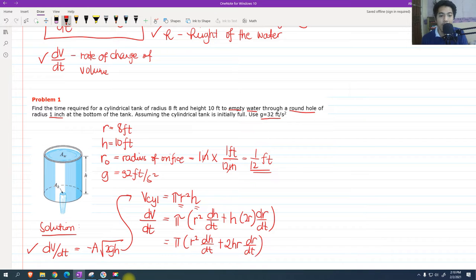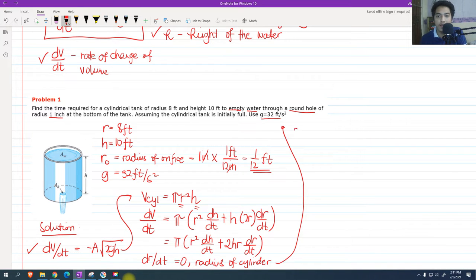But take note, class, that the radius of the cylinder does not change. It's constant all throughout the process. Again, dr over dt is 0 because the radius of the cylinder does not change.